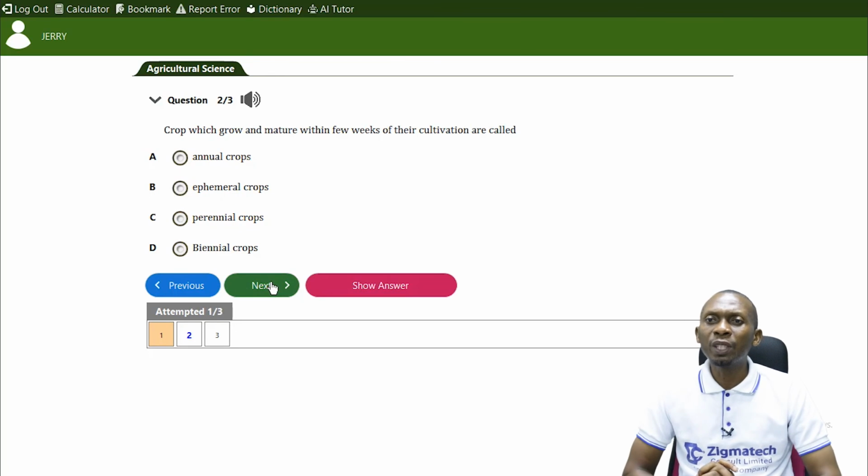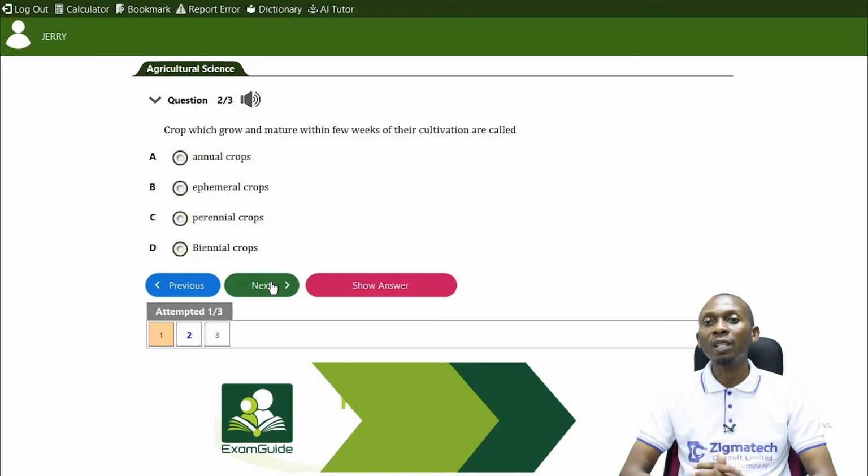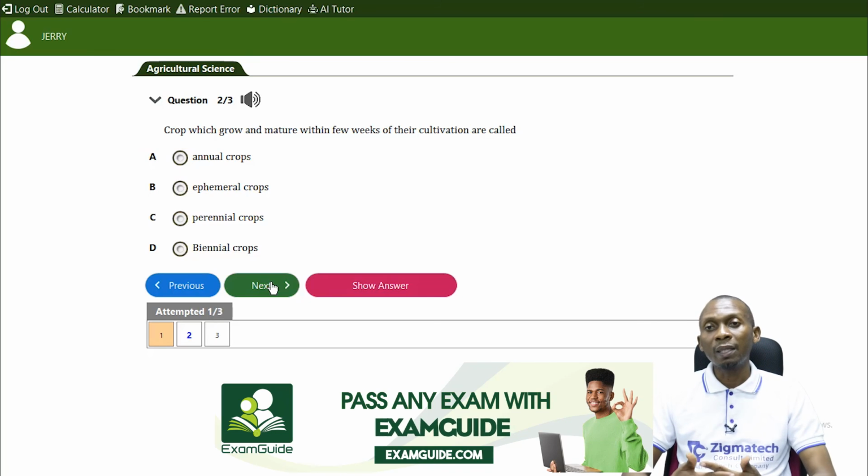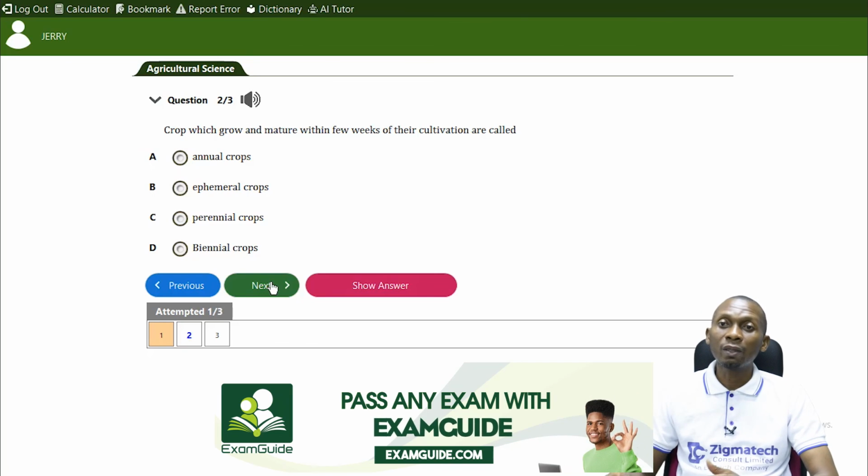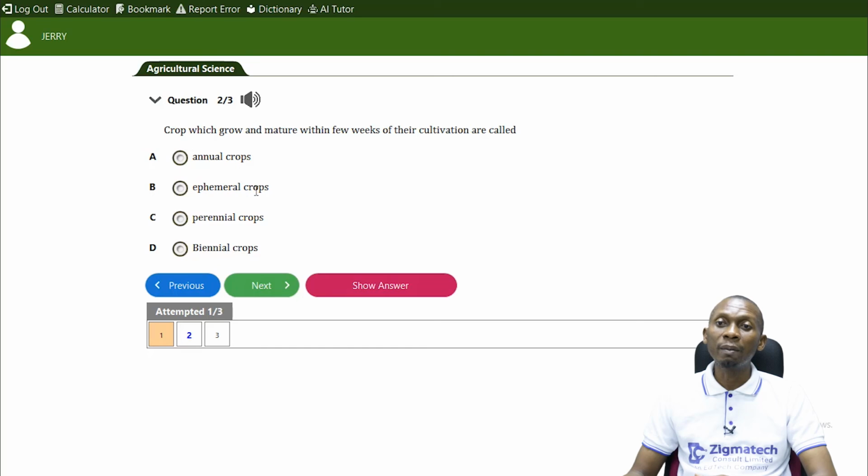Now, crops which grow and mature within a few weeks of their cultivation are called, remember, this has to do with classification of crops based on life cycle. I talked about annuals, biennials, and perennials. So annuals complete their life cycle in 1 year, biennials in 2 years, perennials in 2 or more years, while ephemerals, as I mentioned while I was teaching, are crops that complete their life cycle in a few weeks. So this should be the answer, ephemerals.